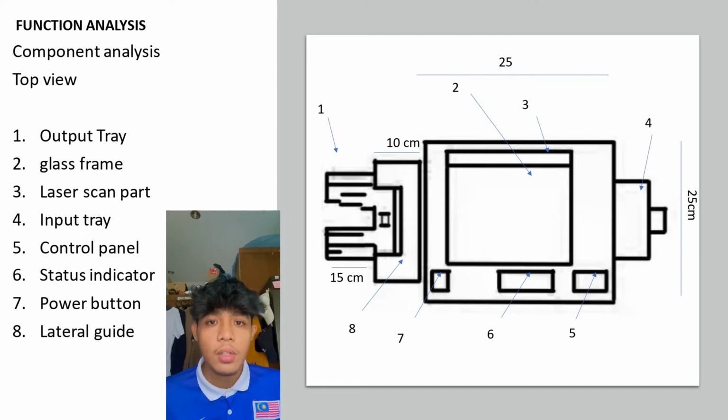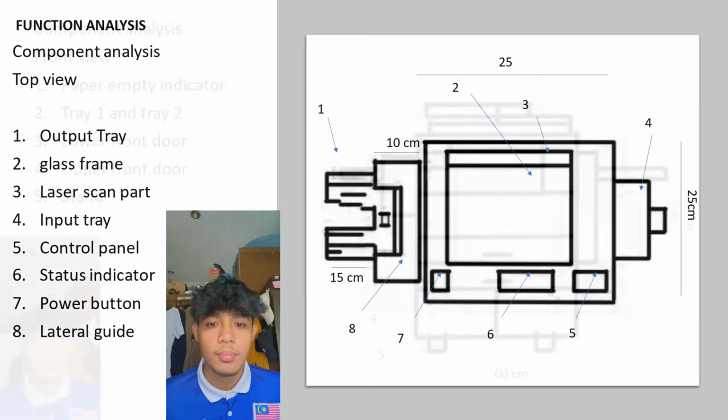Control panel, used to configure the various settings in this machine. Status indicator indicates the status of the machine by flashing or lighting up. Power button to turn the machine on and off. Lateral guide, adjust this guide along the width of the original. As you can see, the module length is 25 cm and the width is 20 cm.